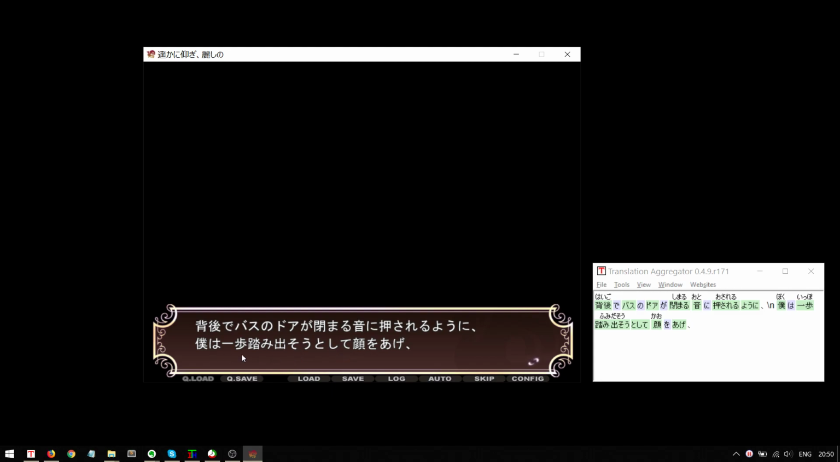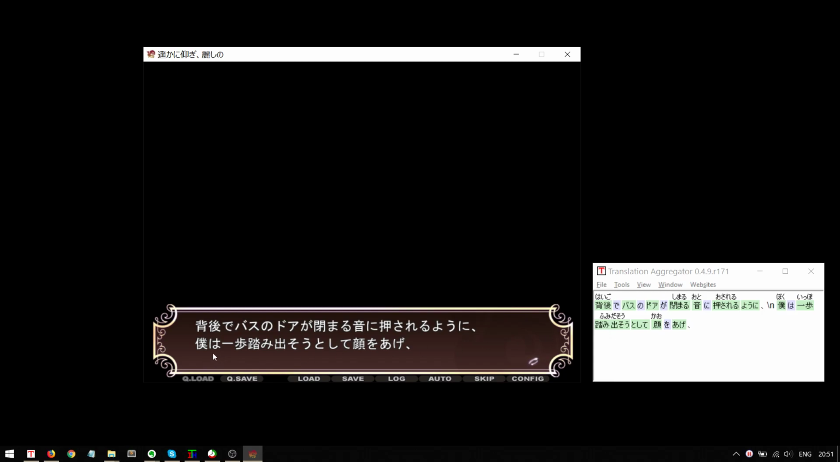So, 僕は一歩踏み出す. 踏み出す means to take a step forward, to go and take a step forward. It is different than just taking a step. It is to kind of make that step forward. It also has a metaphoric meaning, which means to embark or set out on a journey.